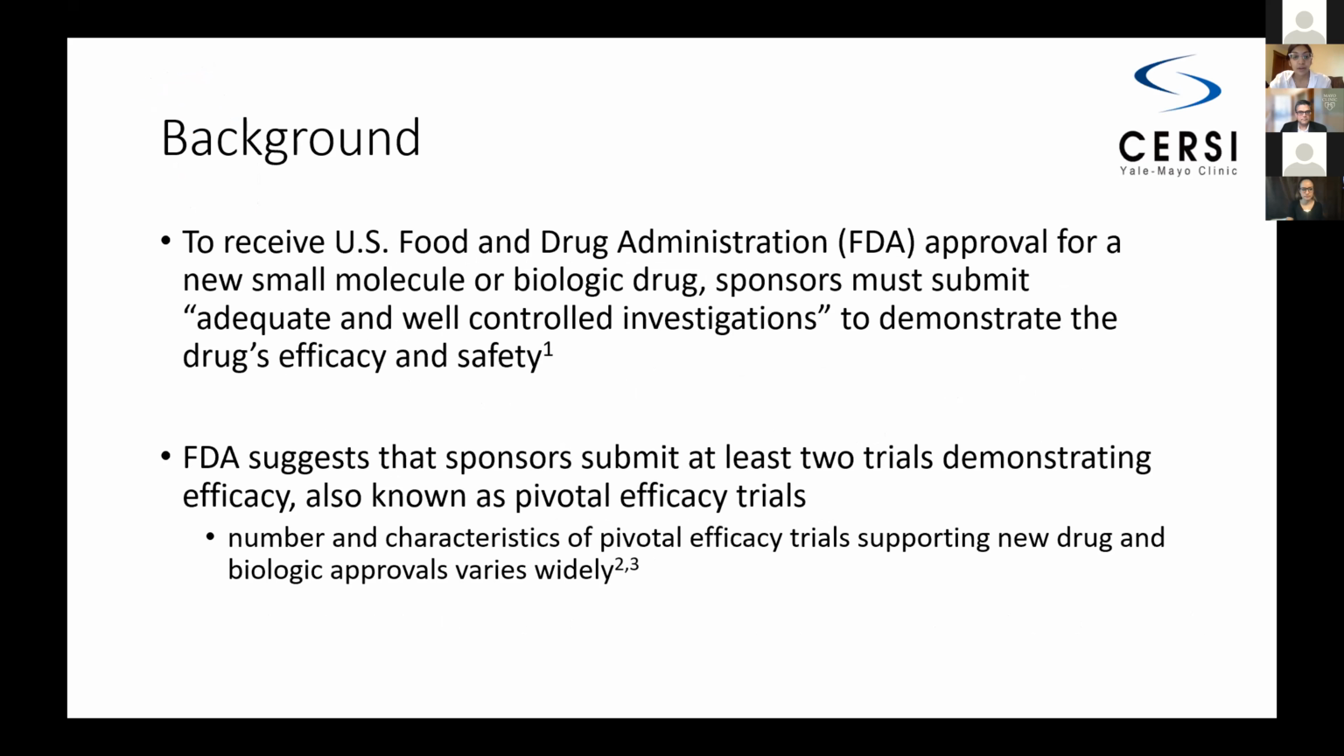Next slide, please. So I know this audience is very well aware of these things, but just to provide a background for everyone, to receive US FDA approval for a new small molecular biologic drug, sponsors must submit adequate and well-controlled investigations to demonstrate the drug's safety and efficacy. And the FDA suggests that sponsors submit at least 2 trials demonstrating efficacy. These are known as pivotal efficacy trials. And the number and characteristics of pivotal efficacy trials supporting new drugs and biologic approvals varies widely. And this has been shown in previous work. Next page, please.